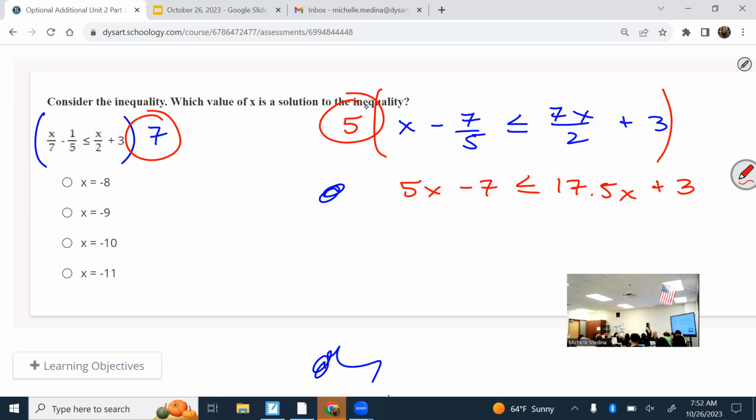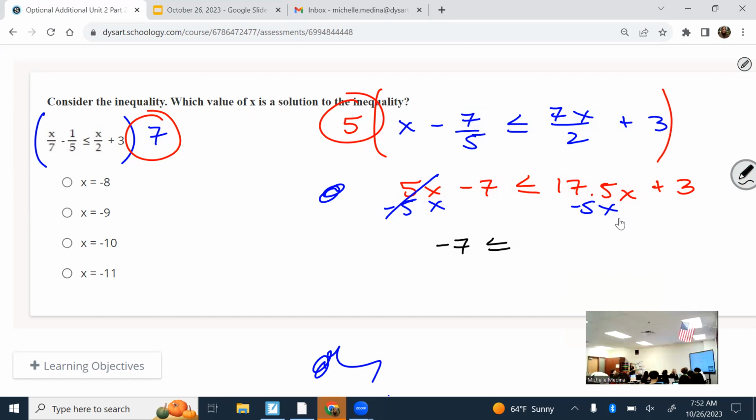So in that case, we need to move the variable to one side. Which one do you want to move? The 5x or the 17.5x? And how do I move it? Subtracting. If I add 5x, that'd make it 10x, and really I want it to go away. So subtracting it would make it go away. What's 17.5x minus 5x? 12.5x.